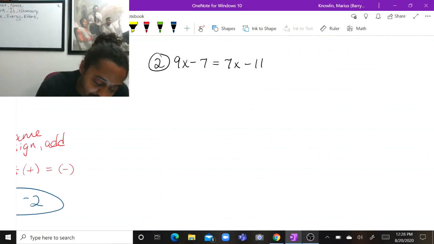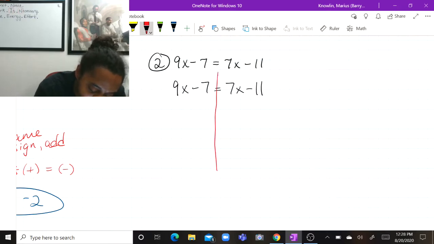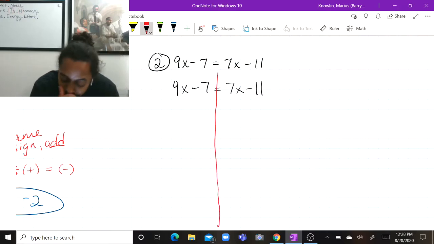Number two, we want to first start by rewriting it. So that's going to be 9x minus 7 equals 7x minus 11. Then we want to divide it into two halves. Okay. You have a left side and a right side.